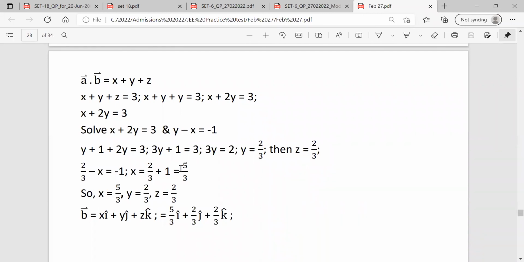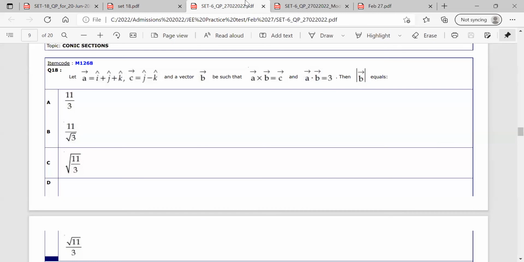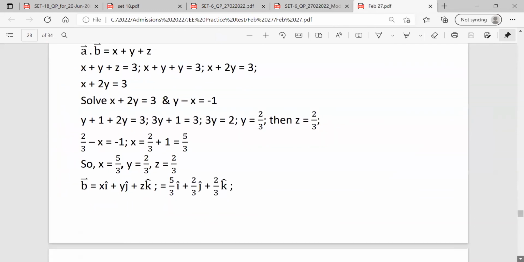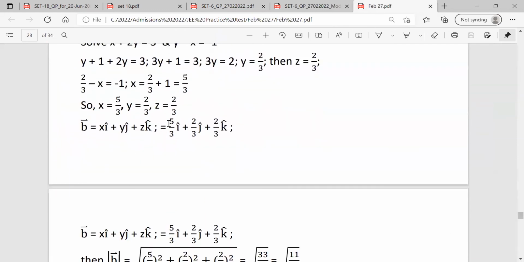So we can find out what is the B vector. B vector is x i cap plus y j cap plus z k cap. In the question it is asking for B, right? So we have formulated the value of the B vector.